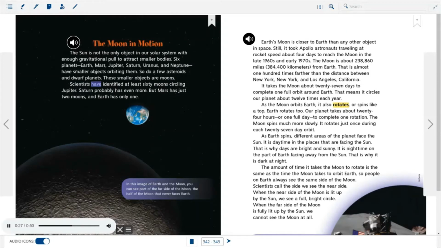Scientists have identified at least 60 moons circling Jupiter. Saturn probably has even more. But Mars has just 2 moons, and Earth has only 1. In this image of Earth and the Moon, you can see part of the far side of the Moon, the half of the Moon that never faces Earth.